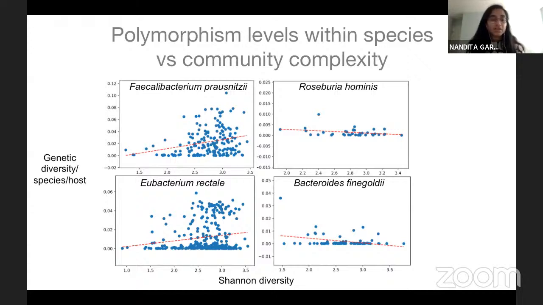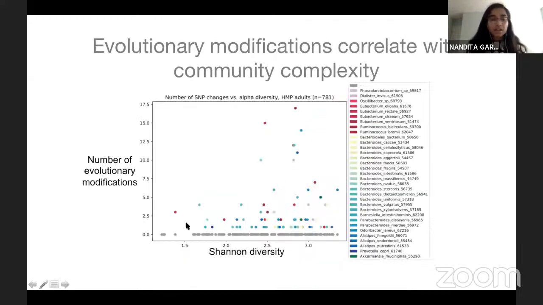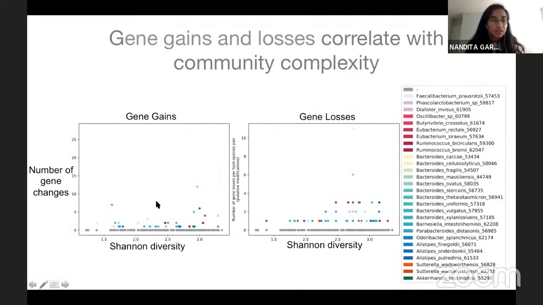Now we can ask whether adaptations seem to increase in more complex communities. We can take the mutations that are rising to high frequency due to evolution inside of hosts and plot the number of evolutionary modifications versus community complexity measured by Shannon diversity. And this is broken down by species, and you can see that roughly we do see a positive trend with Shannon diversity. We can even take a look at the number of gene gains and gene losses. And again, we see gene gains with increasing community complexity.